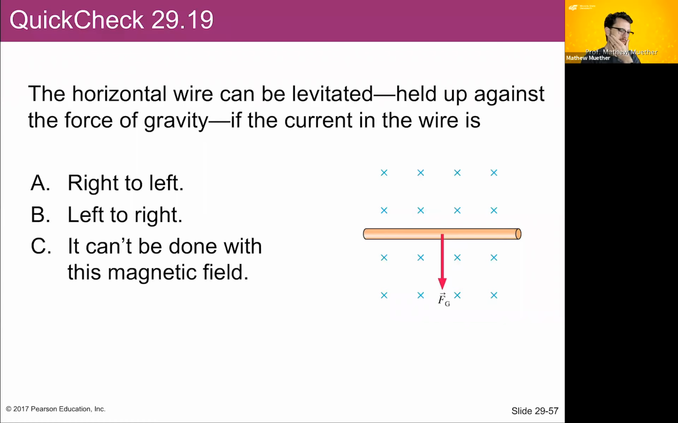Okay, what about this one? I've got a wire that I can drive some current through, and it's in the presence of a magnetic field that points into the page in this example. And there's a gravitational force that's pulling that wire down. What direction do I have to drive the current in this wire in order to generate a magnetic force that'll counteract that gravitational force?